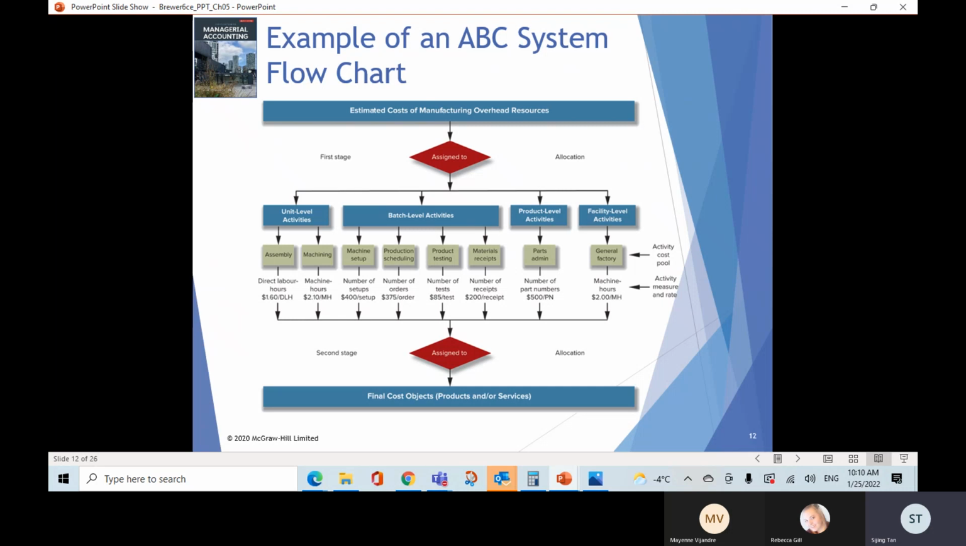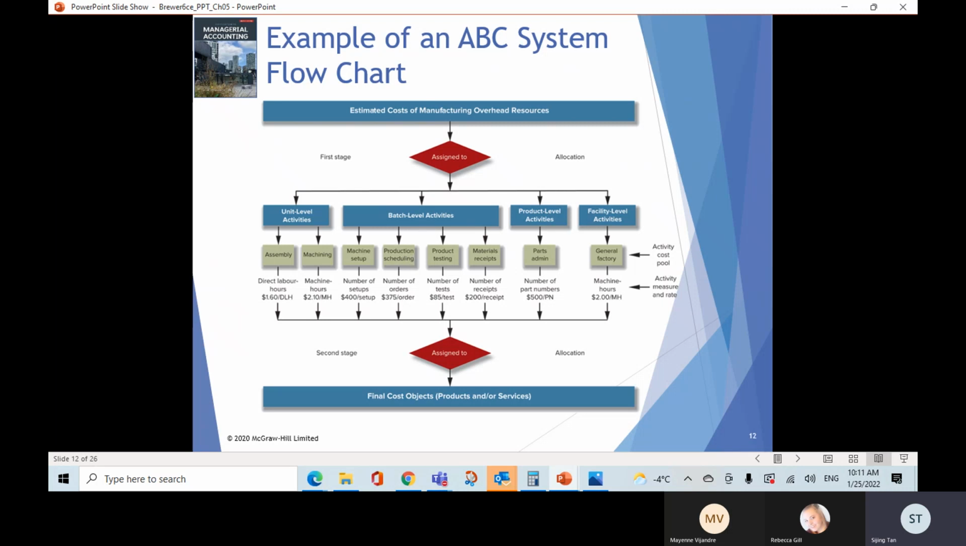So we have an example of our ABC system flowchart. You can see that there are two stages. In the first stage, overhead costs are assigned to the activity cost pools. For example, the production order cost pool could include the salary of engineers who modify the products for individual orders and the cost of scheduling and monitoring orders. Okay, production scheduling. We'll see from there.